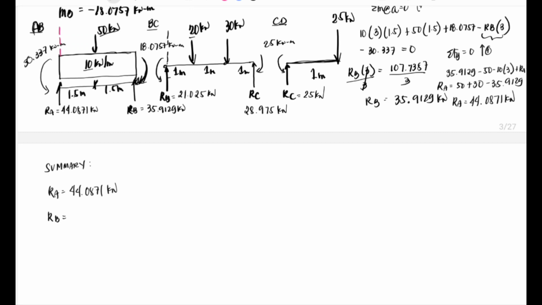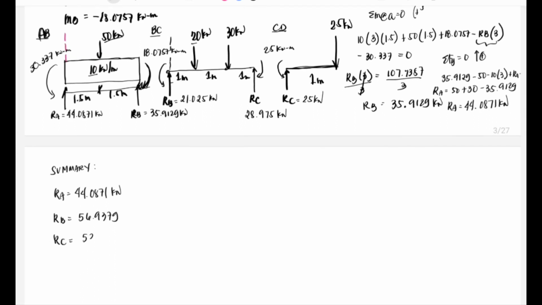Our RB here would be, i-add lang natin yung 35.9129 plus 21.025. So, probably we have 56.9379. And then, our RC here would be 28.975 plus 25 is 53.975. So, ito yung mga units na gagamitin natin on our shear and moment diagram.